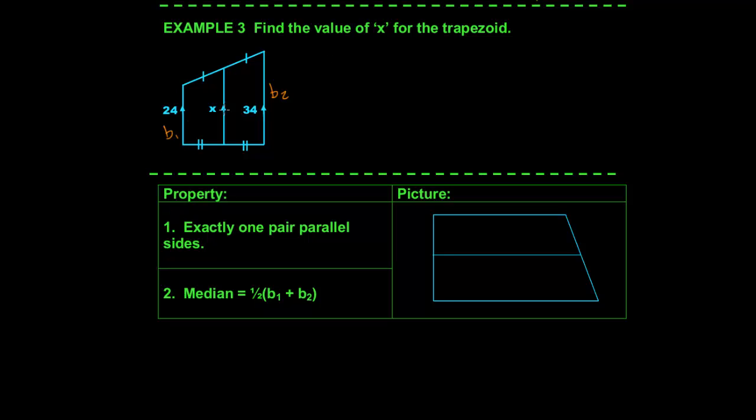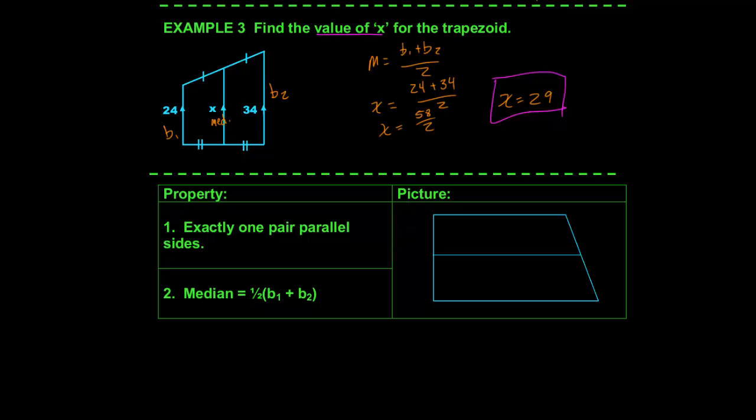So our x is this point. This is our median. And we know our median equals B1 plus B2 divided by 2. Median here in this case is x equals 24 plus 34 divided by 2. x equals 58 divided by 2, so that will leave us with x equals 29. We want to find the value of x.